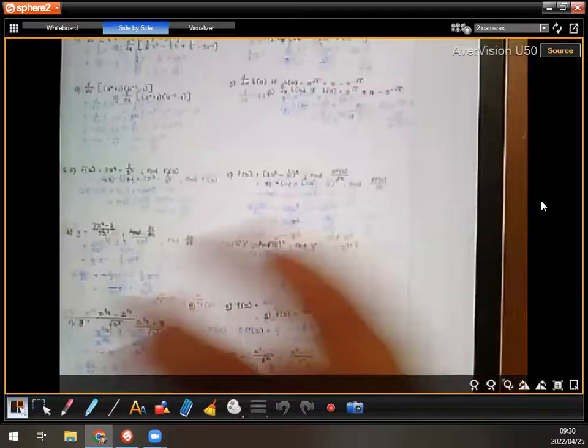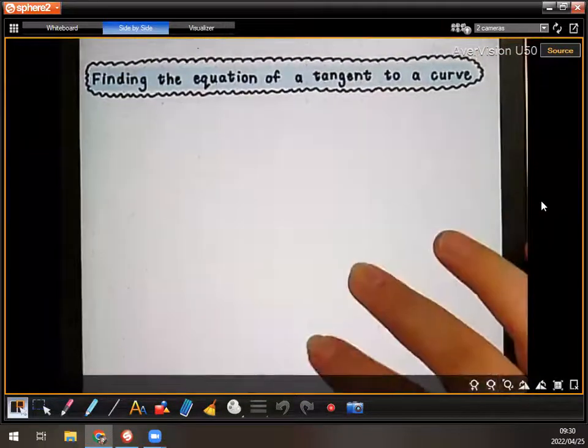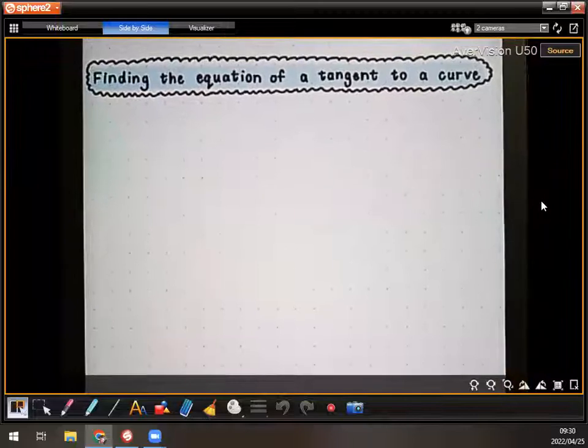All right, we are doing something new today, an application of calculus. All right, the new heading: finding the equation of a tangent to a curve. Write that down.